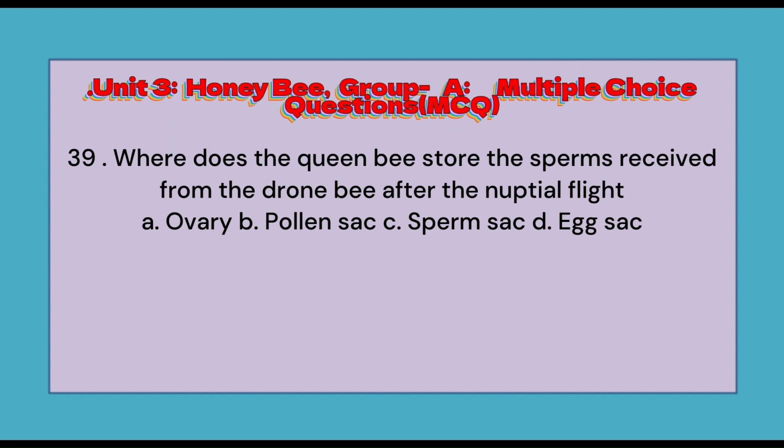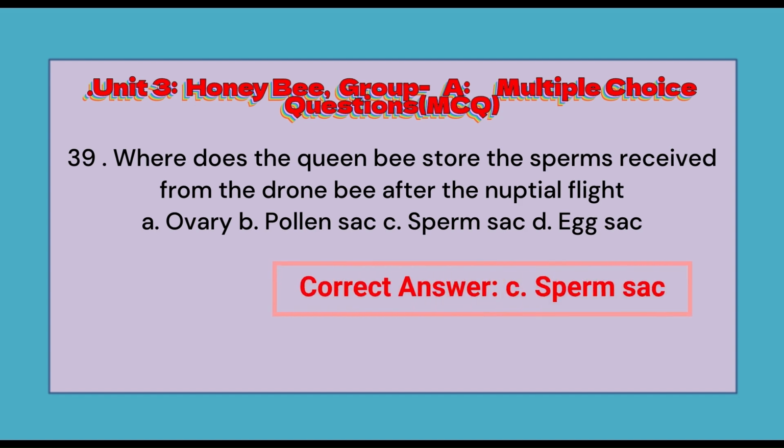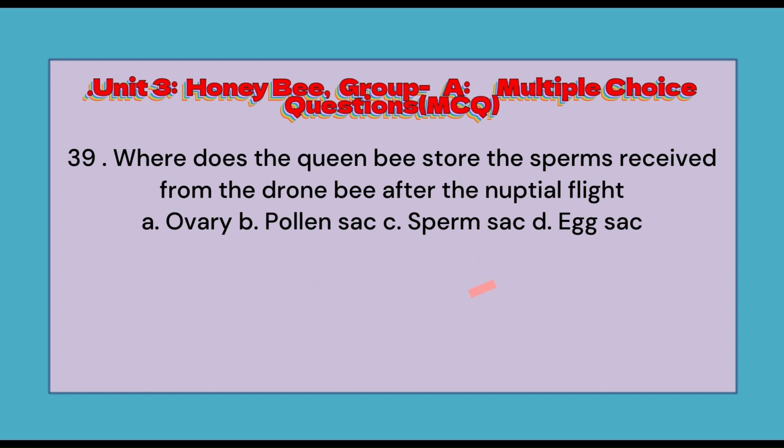39. Where does the queen bee store the sperms received from the drone bee after the nuptial flight? A. Ovary. B. Pollen sac. C. Sperm sac. D. Egg sac. Correct answer: C. Sperm sac.